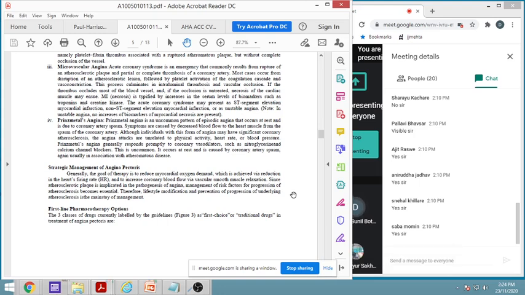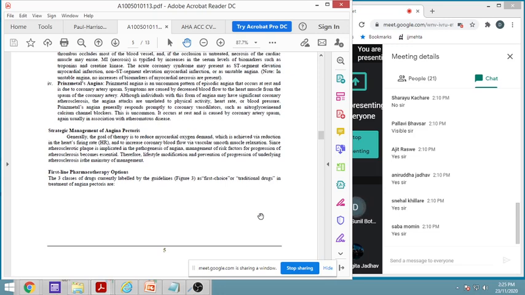In management, as I told you, we are also trying to do something about atherosclerosis. Then another way we can do is apply lifestyle modification and such non-pharmacological treatments, which can be helpful. So let us see what the various pharmacotherapeutic options are. There are three classes of drugs. They are labeled by the guidelines as a first choice or a traditional drug in angina pectoris.